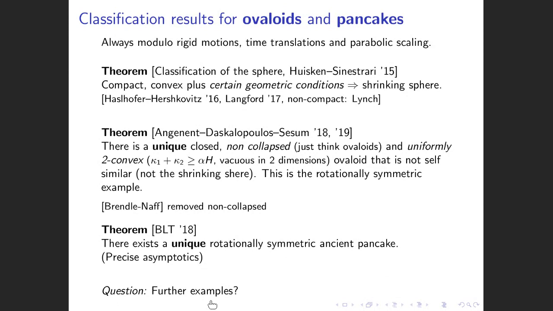But the next question that we're interested in is to find further examples. So for dimension 2, the only convex examples are this rotationally symmetric oval and the sphere. Now for the pancake, we do have this rotationally symmetric pancake, but we wanted to see if there are more examples. And these were the only ones missing in dimension 2. Okay. So in higher dimensions, you have to impose this 2-convexity to be able to classify the ovals. So we expect to have more ovals in higher dimensions as well. But for the pancakes, it's even interesting in dimension 2 to see what other examples there are.